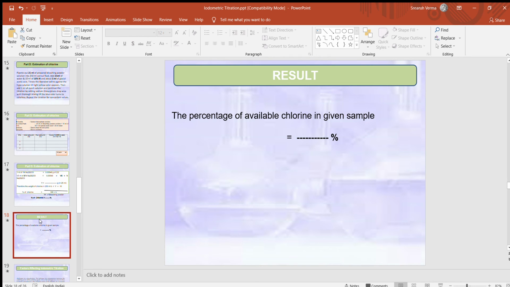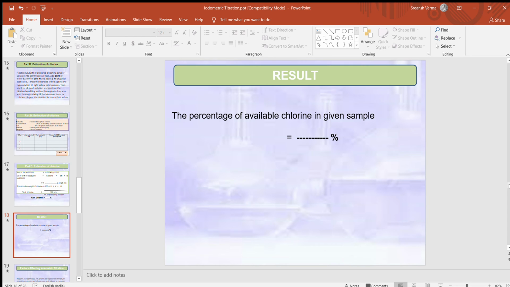Now, two, three things which I want to focus on here. You might have a question in your mind: why every time are we adding this starch near the end point, why are we not adding this starch in the beginning of the titration? Why is this happening? Up till now, whatever indicators we have used, we have added in the beginning of the titration only.